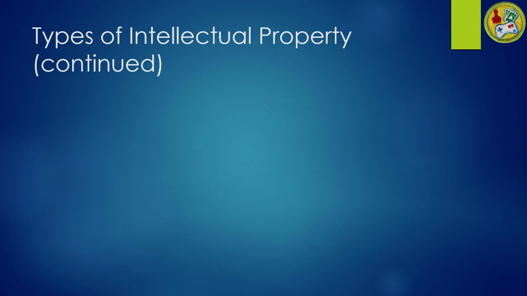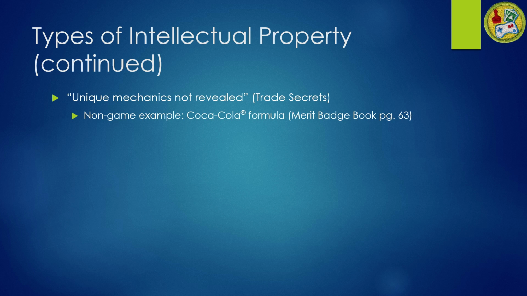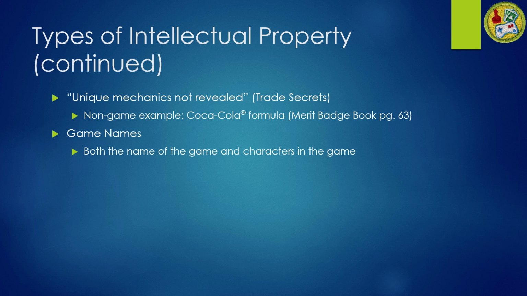We also have things like what I'm calling unique mechanics not revealed, or trade secrets. For this, the Merit Badge book gives us a good non-game example of the Coca-Cola formula. Next, we have game names. This is both the name of the game and the characters in the game. For example, the game name Halo and its iconic character Master Chief.